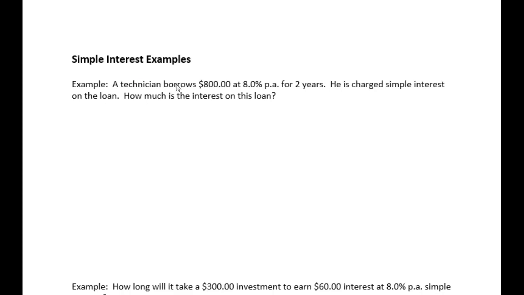A technician borrows $800 at 8.0% per annum for 2 years. He is charged simple interest on the loan. How much is the interest on this loan?